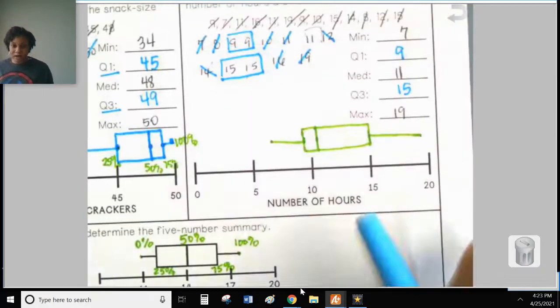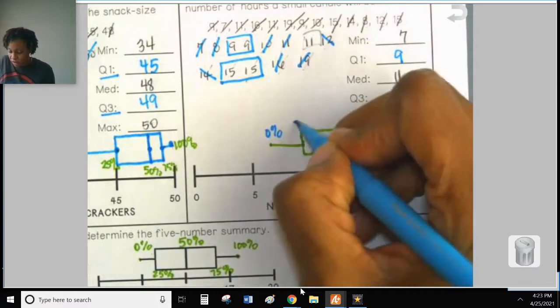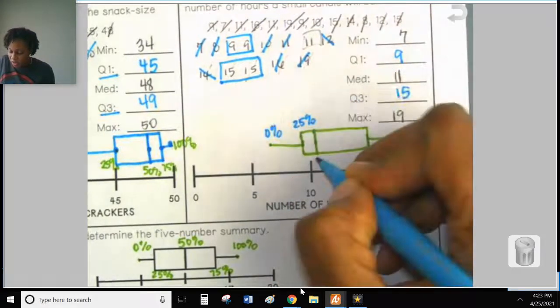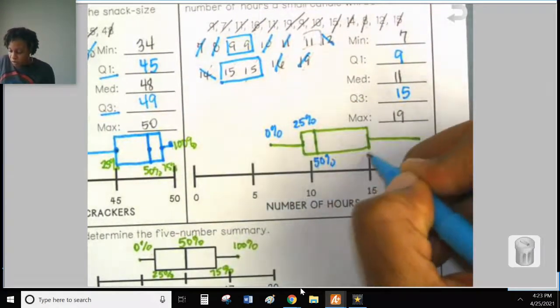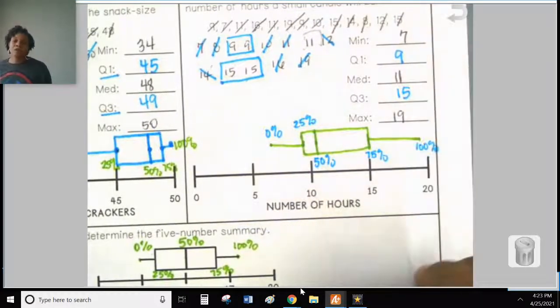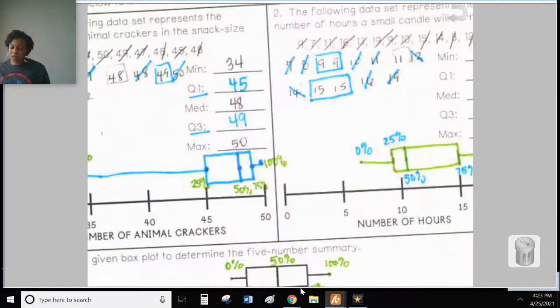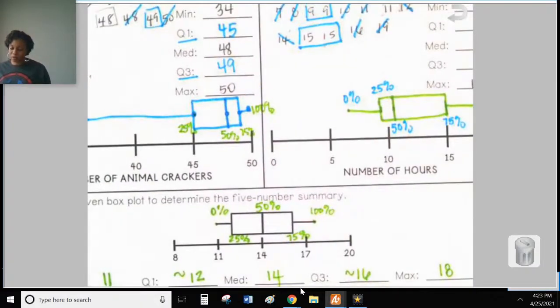So I'll go ahead and label this one as well. Like I said, the points are always the same. This is going to be 0 all the time. This is always going to be 25. This is going to be 50. This will always be 75, and your max will always be 100%. So just because they look different, it's about the data distribution. Some of them are skewed right. Some of them are skewed more left. This one looks more like a perfect, ideal distribution.